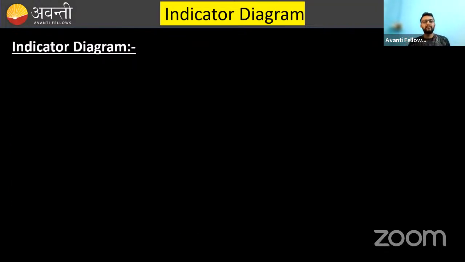Indicator diagram. This is again a very important thing. Most of the time you will see that there is a diagram, a PV diagram, a VT diagram. So what is this? An indicator diagram is a representation of a process on either a PV graph, a pressure-temperature graph, or a volume-temperature graph.